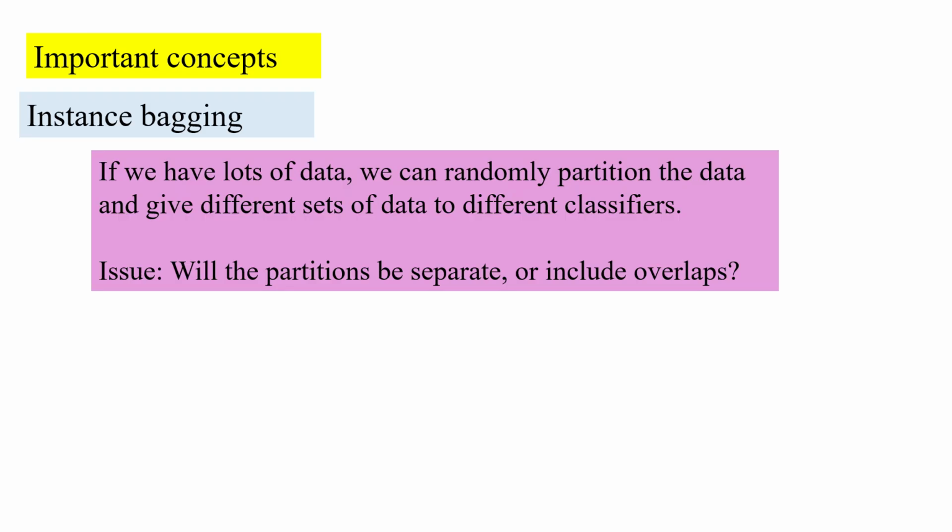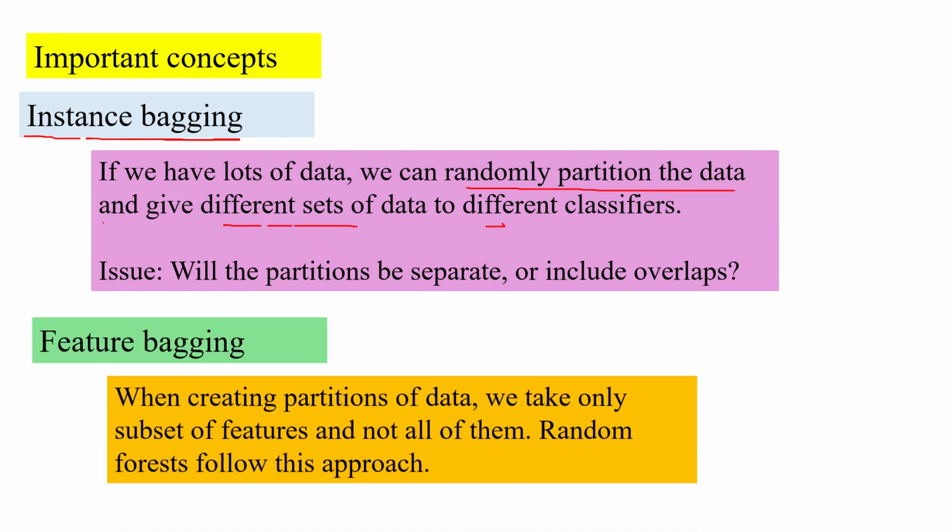Now some concepts: instance bagging, putting in bag. So instance bagging, we have data and we will randomly partition the data and give these different data sets to different classifiers. Okay, this is instance bagging, but then we would have to take a decision of will the partitions be separate or would include overlaps. So these would be the design issues when we build the classifiers, ensembles.